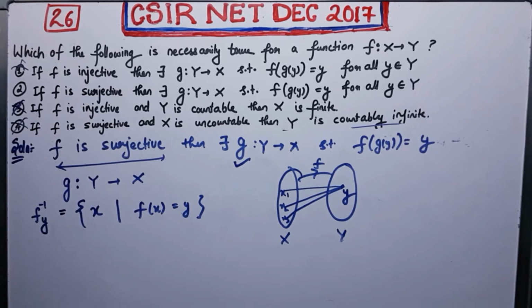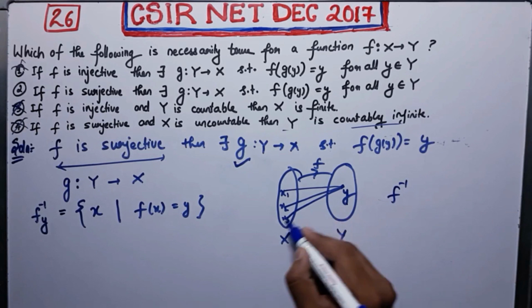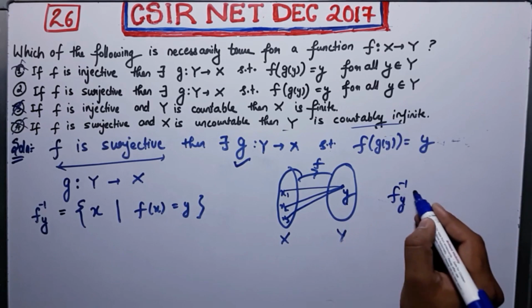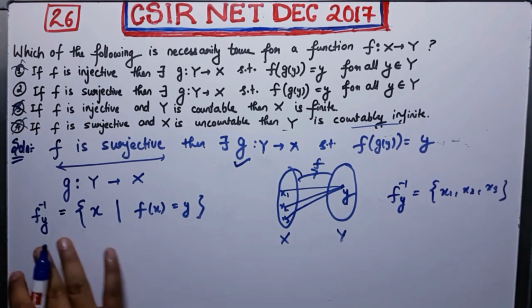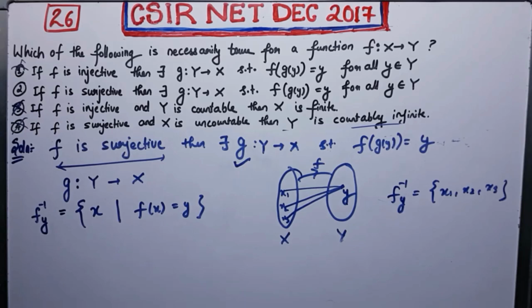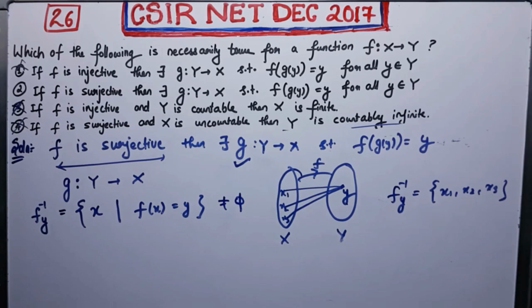So the pre-image set can have cardinality greater than 1, because it is not given that this function is one-one. In the example I am giving, f inverse of y will consist of x1, x2 and x3. This is your set. This set is non-empty for every y. Why is it non-empty? Because it is given that your function is surjective.